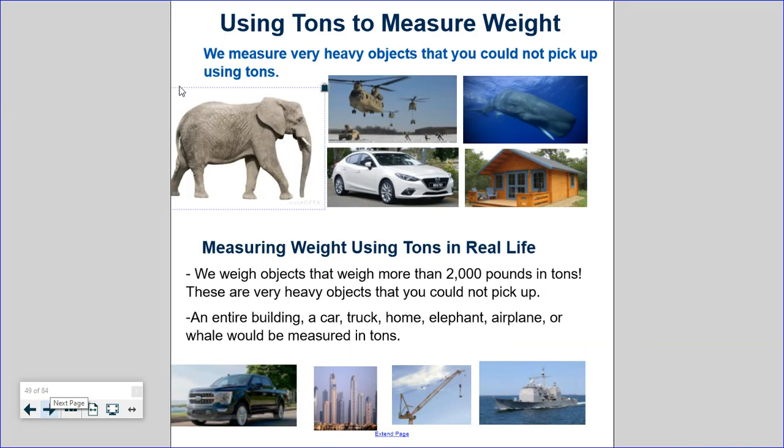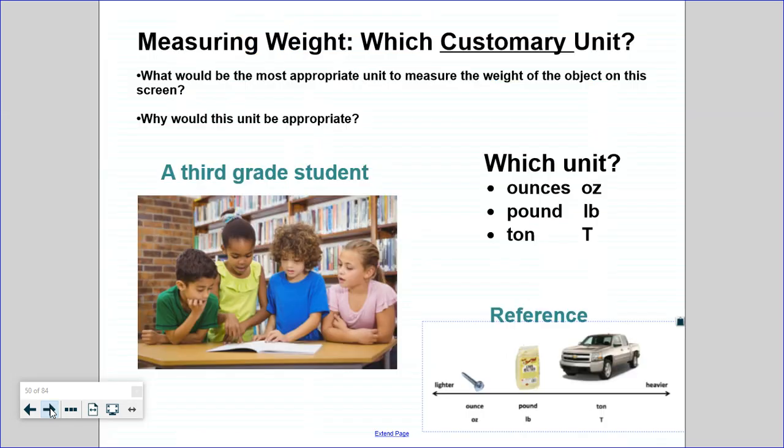Now, what about tons? We measure very heavy objects that you could not pick up using tons. So these big guys right here all would be measured using tons. An entire building, a car, a truck, a home, an elephant, an airplane, or even a whale would be measured in tons. So very, very big. So let's do some estimating. I'm asking you what unit you would use. Would you use ounces, pounds, or tons?